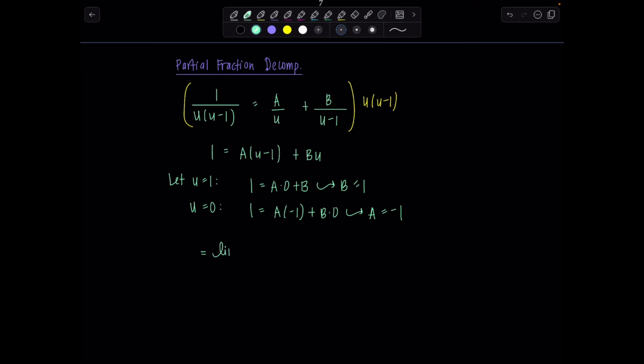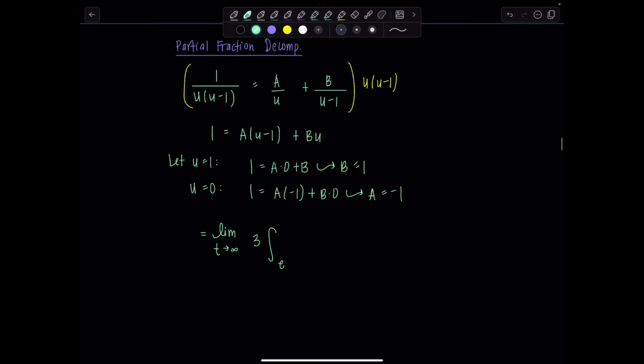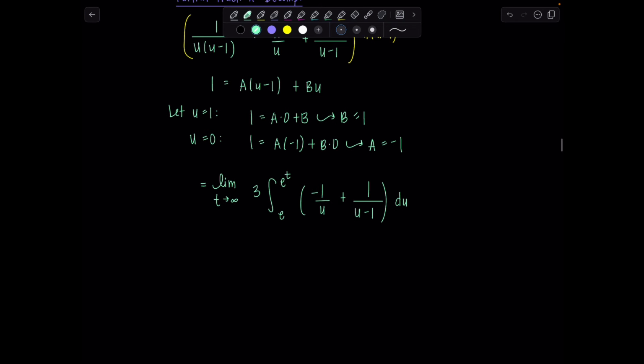So we've got the limit as t goes to infinity, and I forgot the 3 out there. 3 times the integral from e to the t of A, which is negative 1 over u, plus B, which is 1 over u minus 1, du. Good? Okay.